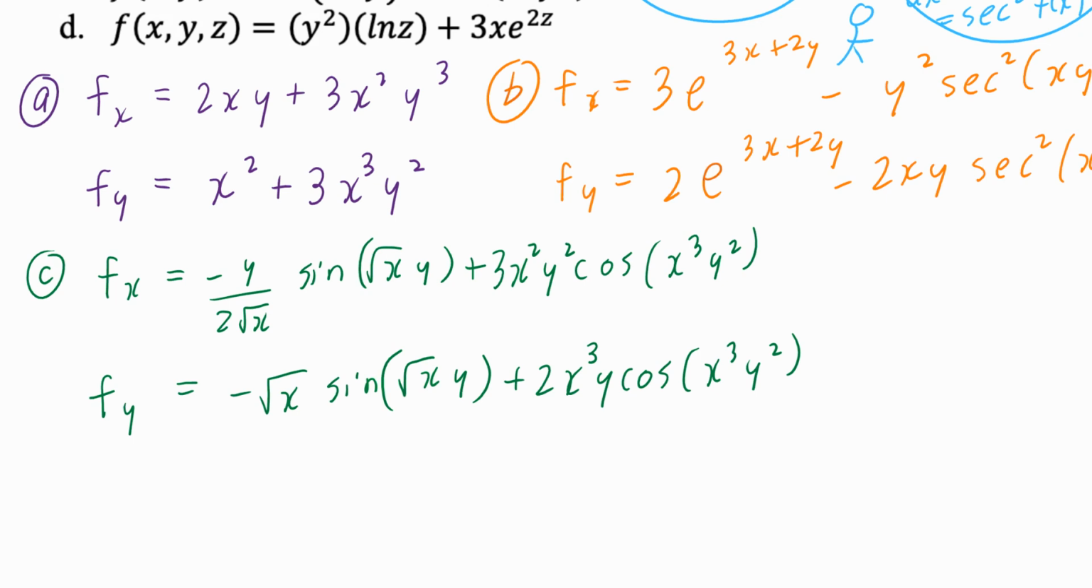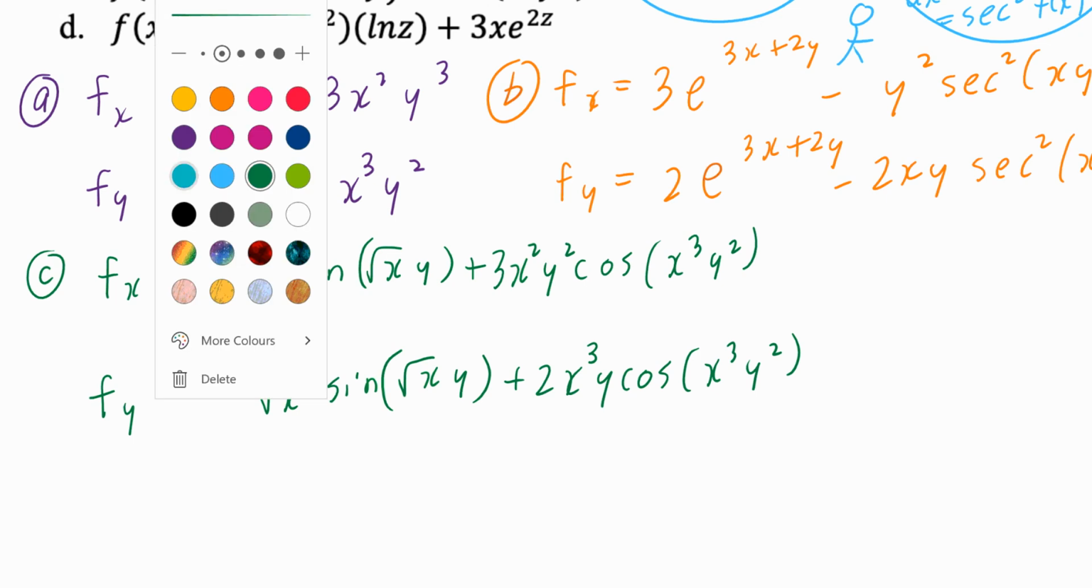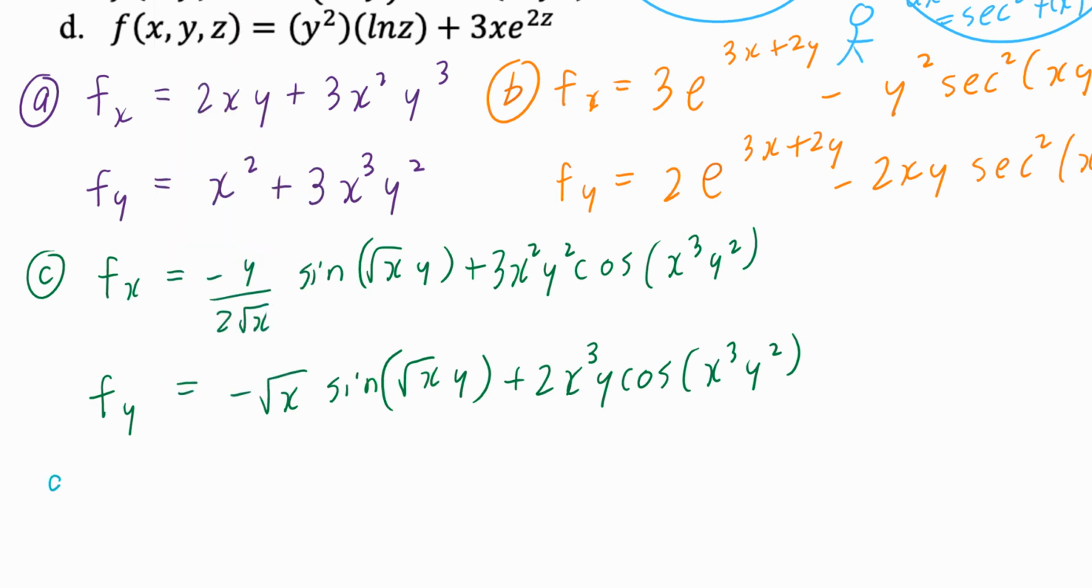Part D. Let's switch to a different color. We're finishing strong. Now, notice in part D, the function f is expressed in terms of x, y, and z. So in the first case, if you want to find the partial derivative with respect to x, that means y and z are constants. So again, y squared, ln z, and this e to the power of 2z are going to be constants.